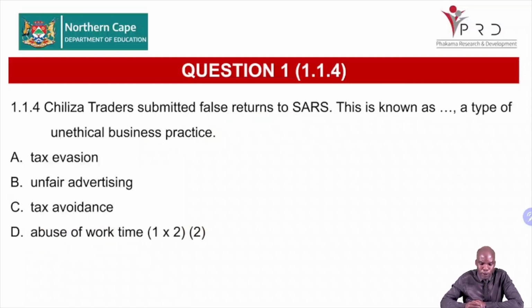Chiliza traders submitted false returns to SARS. This is known as dash, a type of unethical business practice. Is this tax evasion? Is this unfair advertising? Is this tax avoidance? Is this abuse of work time? What do you think is the most appropriate answer? Okay, the answer that we needed here is tax evasion. All right, let's talk about tax evasion briefly. But before we talk about it, I want to draw your attention to this phrase here, false returns to SARS.